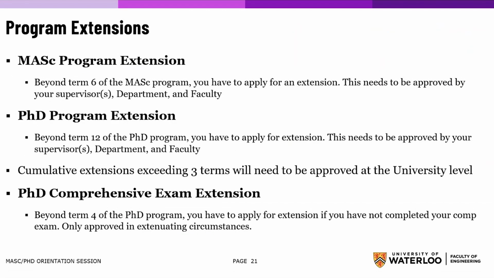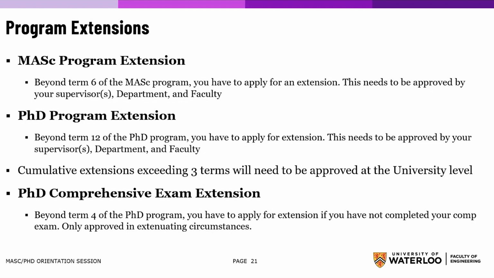Program extensions are something that I don't want to say they're common, but they're common enough that students who don't finish by their program completion deadlines need to extend their program. So for MASc students, we expect you to be done within 6 terms or 2 years. And for PhD students, we expect you to be done within 12 terms or 4 years. People don't always hit that mark. Typically more at the PhD level, people need extensions, but it happens at the MASc level as well.